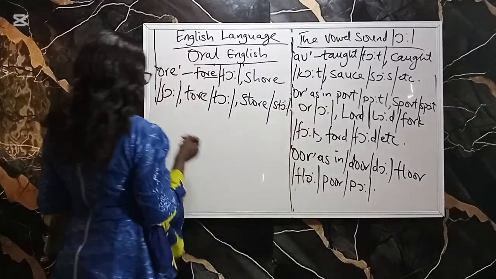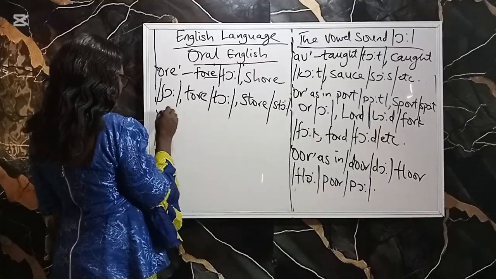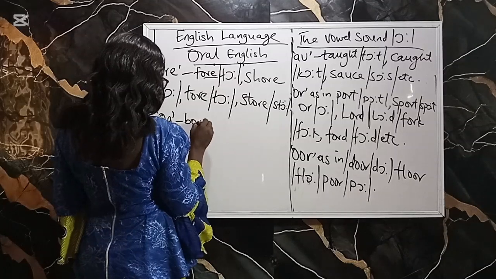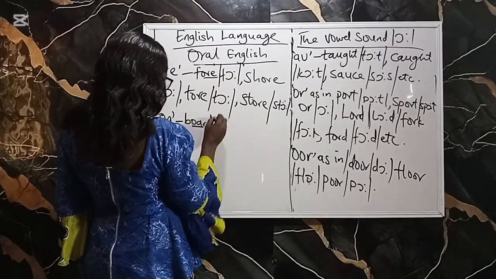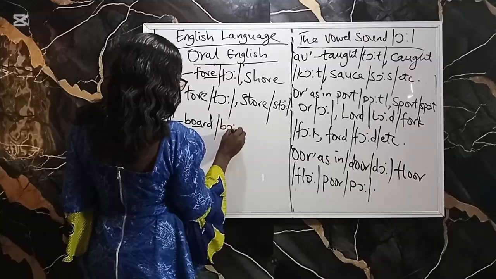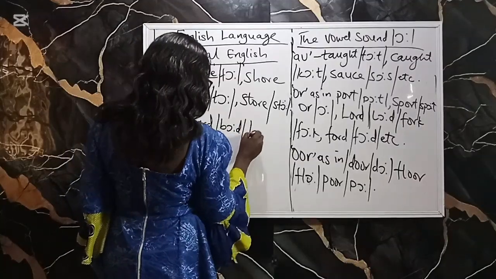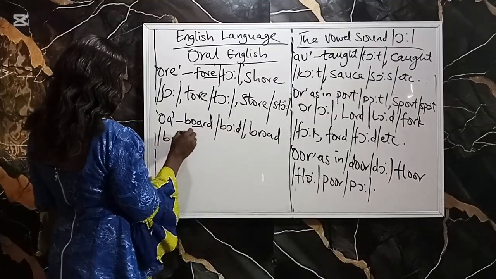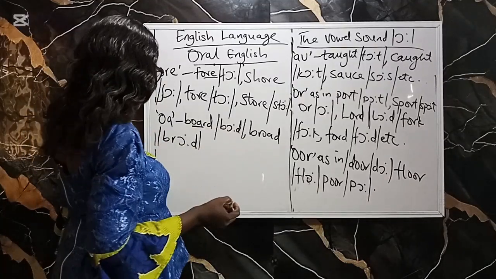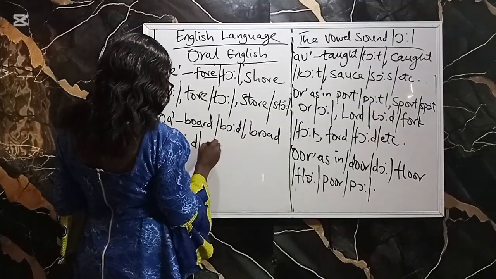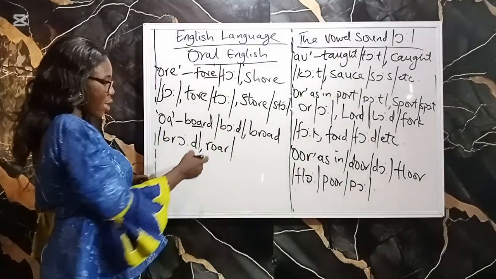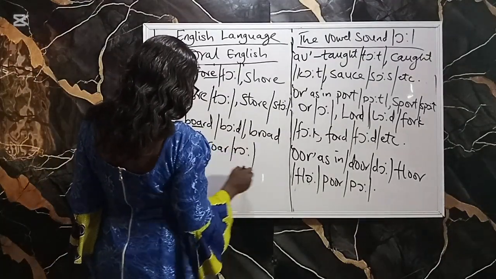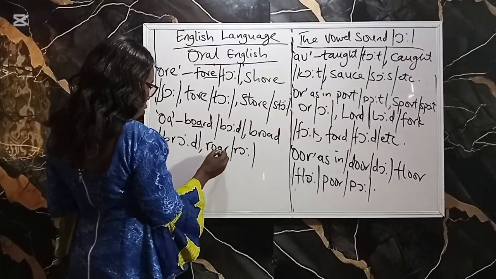Okay. Then OA. Under OA you have board. So it's pronounced board. You also have broad. Okay. Then you have raw. Some people pronounce it raw. It's not raw, it's raw. You put the sound where you see OA.